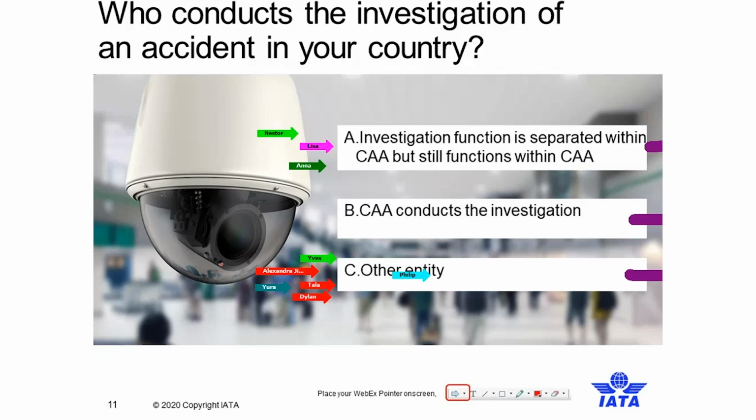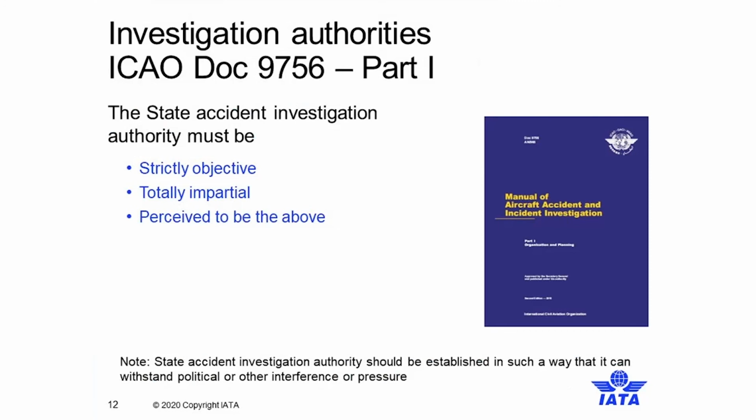So we have a document, which I recommend you go through, which talks about exactly how these investigation bodies should be set up and how they should investigate an accident. And what this document says is that state accident investigation authorities must be strictly objective. That's very important. This means they are not influenced by personal feelings or opinions. They must be really free to do their job. And they should also be totally impartial, so treating all those involved equally, and that's very important.